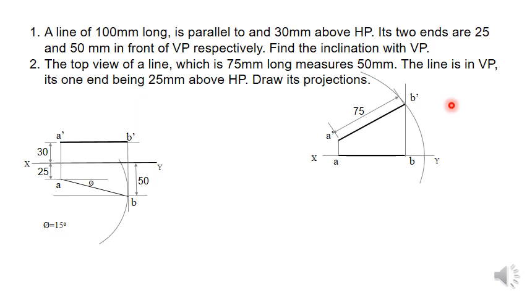Now you can give dimensions. This dimension is given, so this is 75. This dimension is also given, 25 mm above HP. So this dimension is also given. This is also given, so mark that dimension also. Nothing else is required here. We only have to draw the projection of the line. So we have drawn this projection of line AB, and A dash B dash only is the thick line. All other lines should be thin lines.